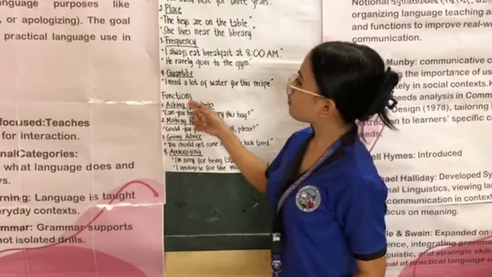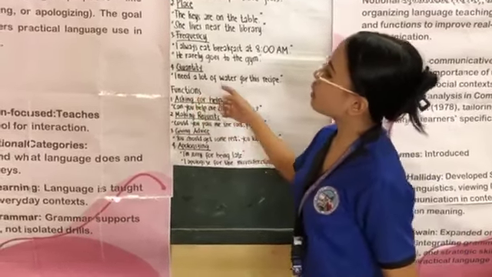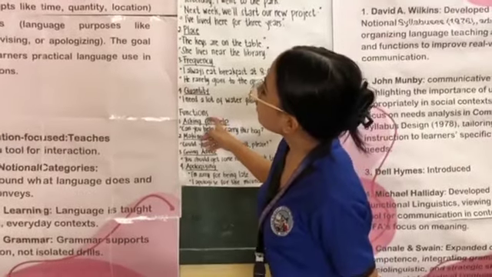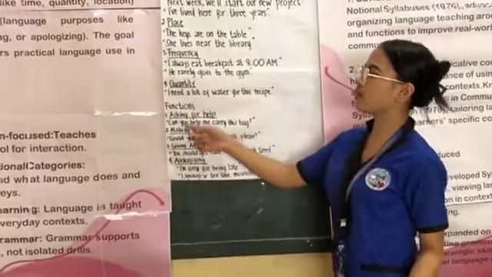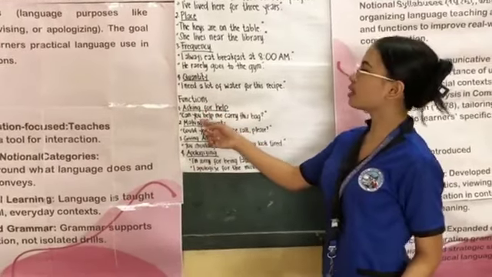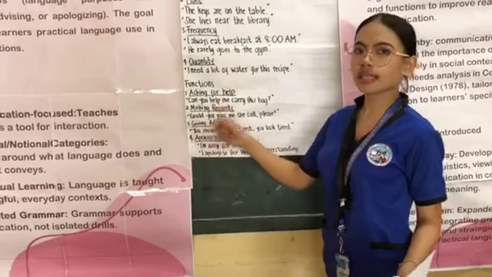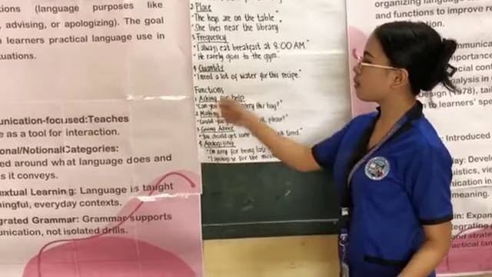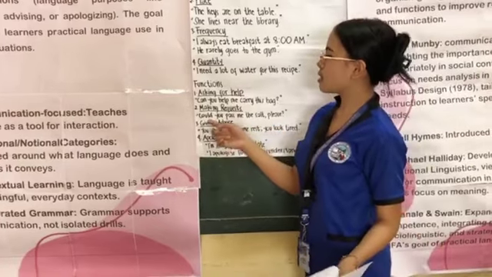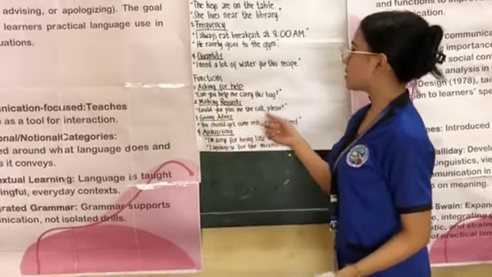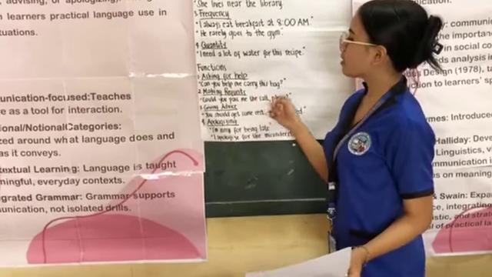Next is the function. Functions talk about the language purposes like requesting, advising, or apologizing. For example, the function of asking for help: the sentence, can you help me carry this bag? The function is can you, asking for help. Next is making a request. The sentence, could you pass me the salt please? It is making a request.